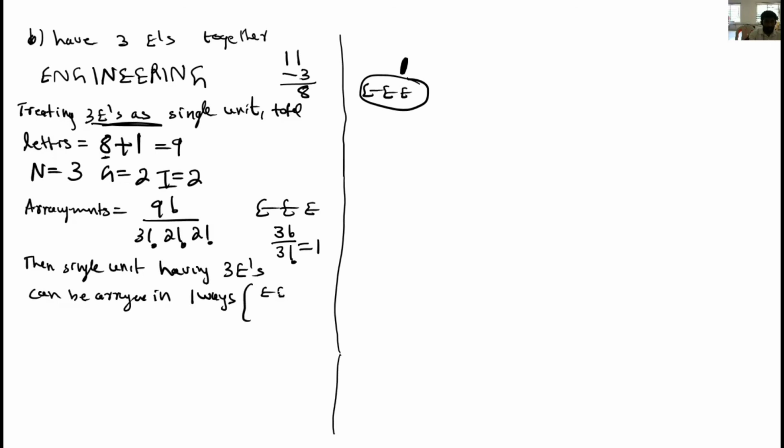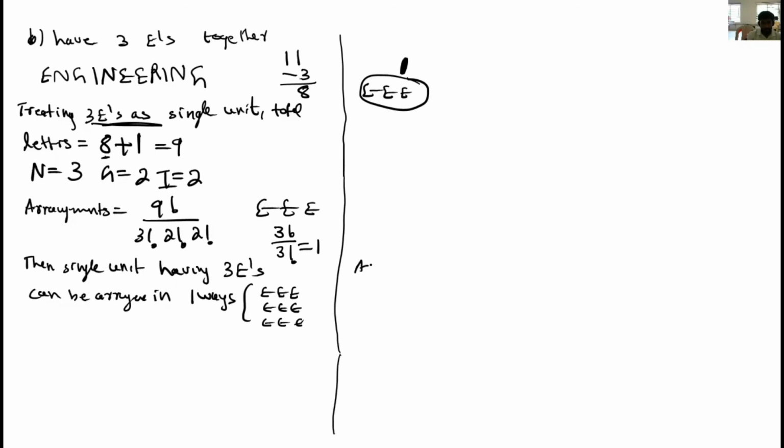See here, E, E, E. If you take the last E as the first E, then the arrangement is the same, right? Whatever arrangement you are doing, there is no difference in E's. So only one arrangement is there. So a single unit having 3 E's can be arranged in only one way.